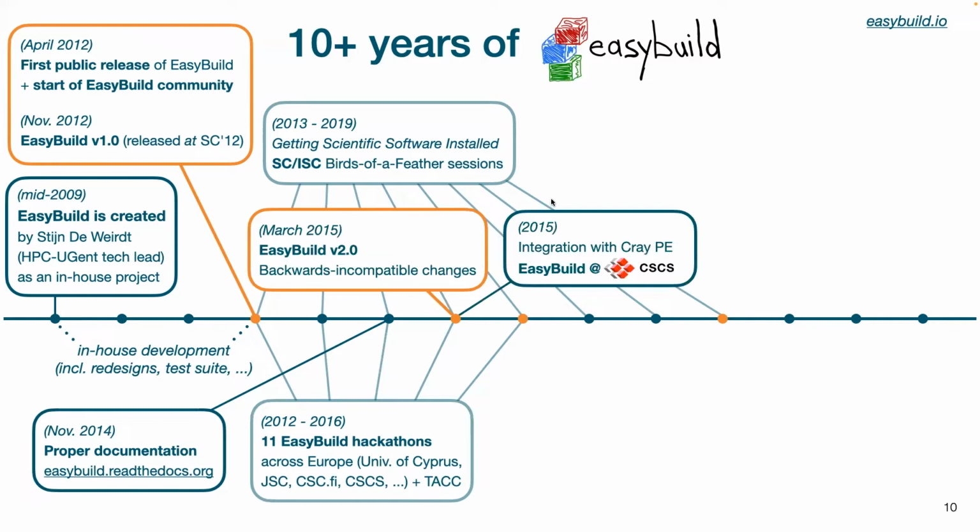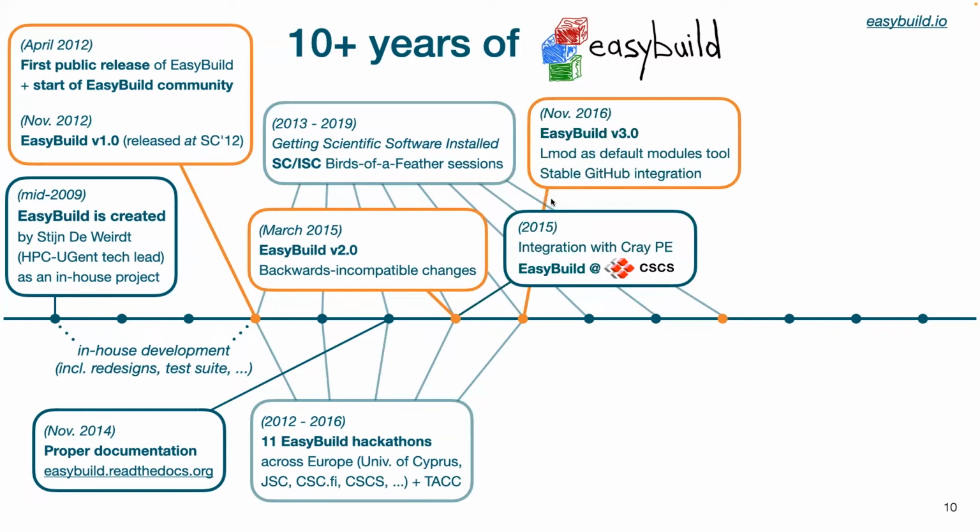We also added support for Cray systems. Cray systems are quite different from a regular supercomputer because they have a very specific software environment. And that allowed the people at CSCS in Switzerland to start using EasyBuild on their systems as well. EasyBuild 3.0, where we switched to Lmod as a default tool, and where we have some GitHub integration as well, which I'll briefly explain in a bit.